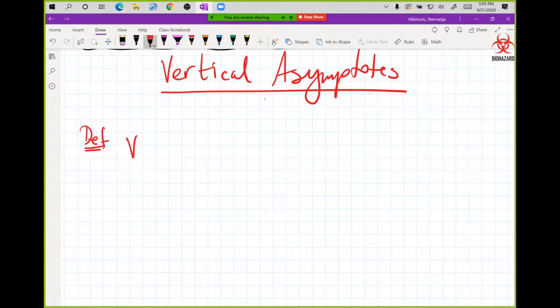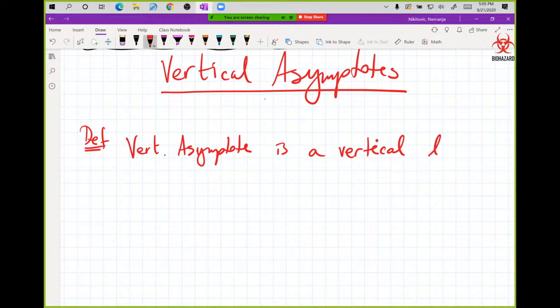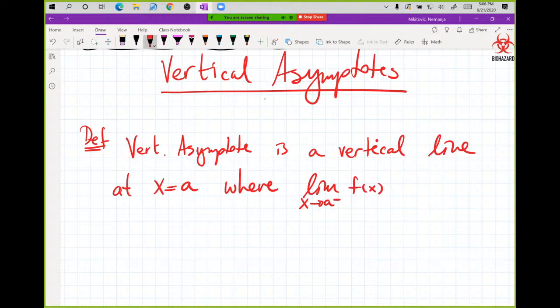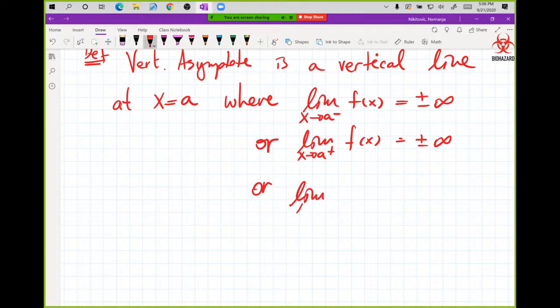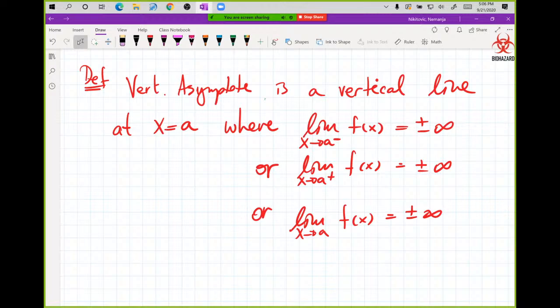So a vertical asymptote is a vertical line at x equals a, where the limit as x goes to a minus of f of x is equal to plus or minus infinity, or the limit as x goes to a plus of f of x is plus or minus infinity, or overall the limit as x goes to a of f of x equals plus or minus infinity. This is all you need in your life for a vertical asymptote.